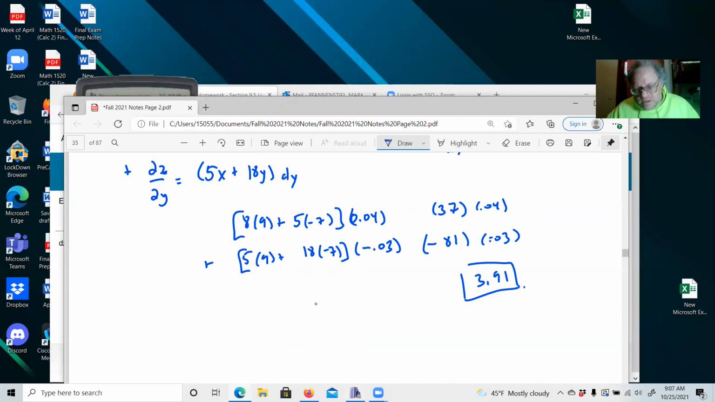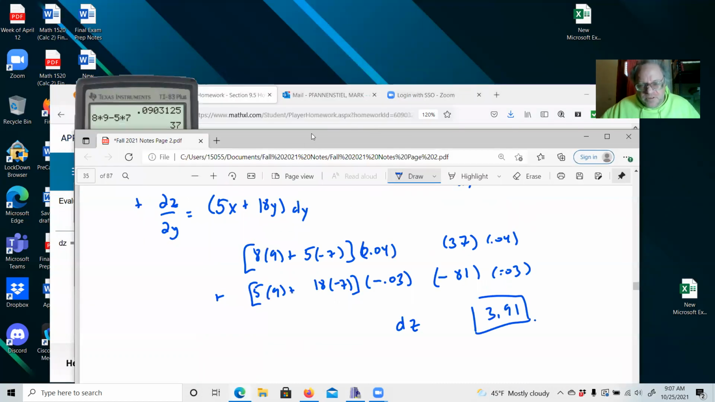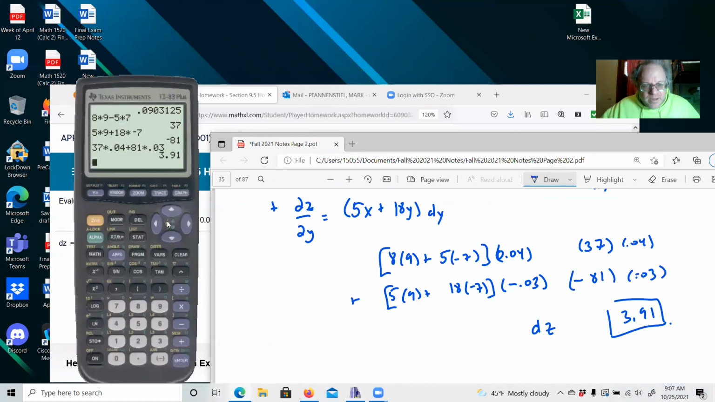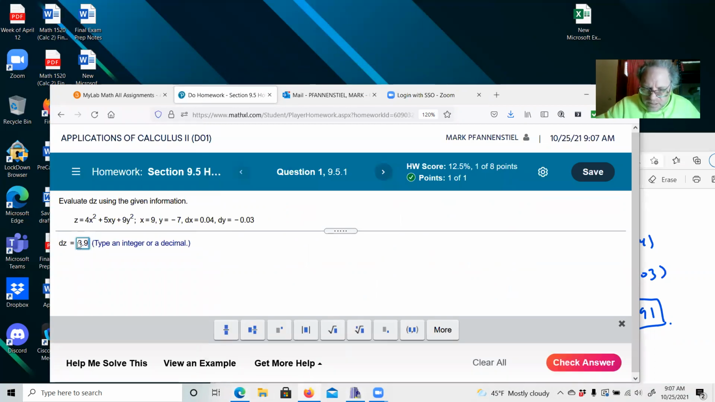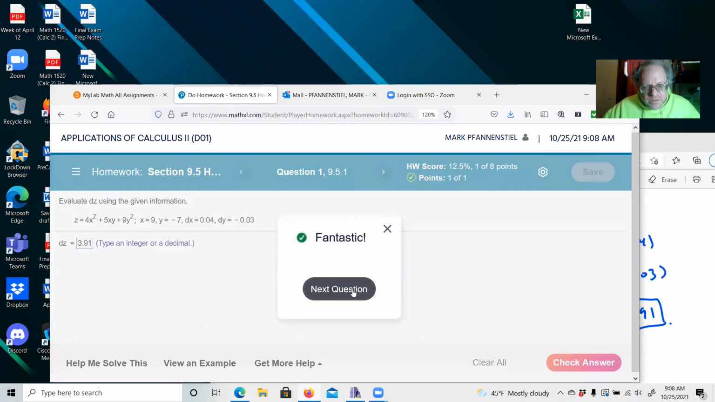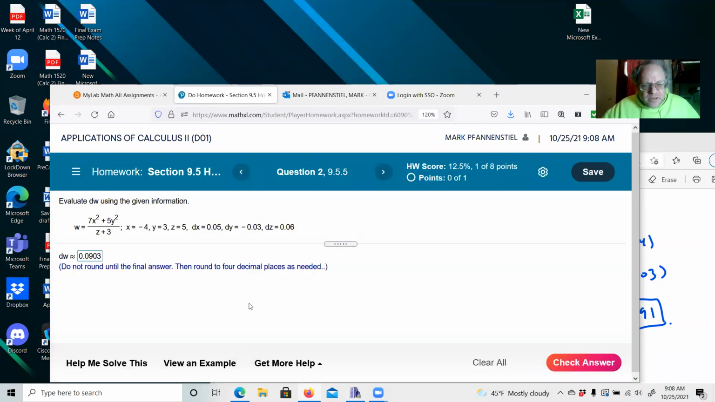That's our total derivative. This is dz written with a proper d, as opposed to something else. So let's see what we got here. We got 3.91, and we'll go ahead and check our answer. Great. We'll move on to the next one.